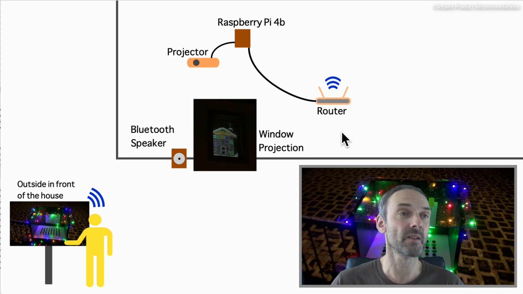So this is the overview of the system and how everything is connected, but how do we play the right video when we press a button on the control unit outside? To answer this question, let's take a closer look at the individual components.